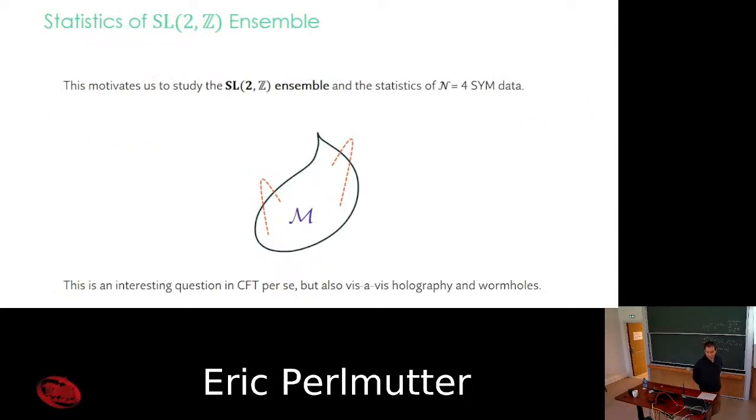One other thing we did, encouraged by what we found, was to study the statistics of this SL2Z ensemble, which is the name we gave to the space of N=4 theories parameterized by tau. I think this is a nice thing to do in general, not just in the context of holography, but the holographic questions about wormholes that people have been studying lately in this correspondence that we discovered encouraged us to do it.